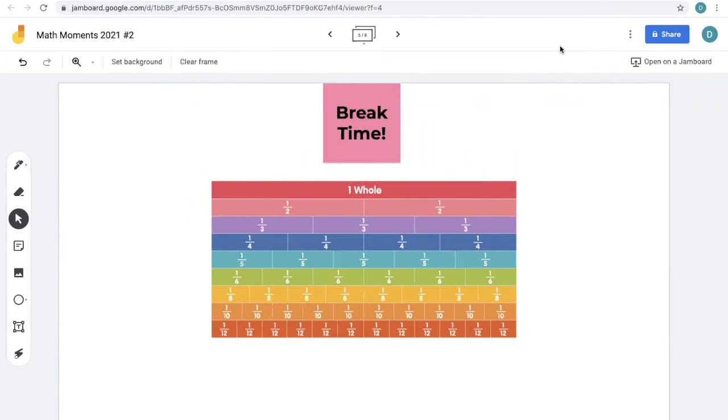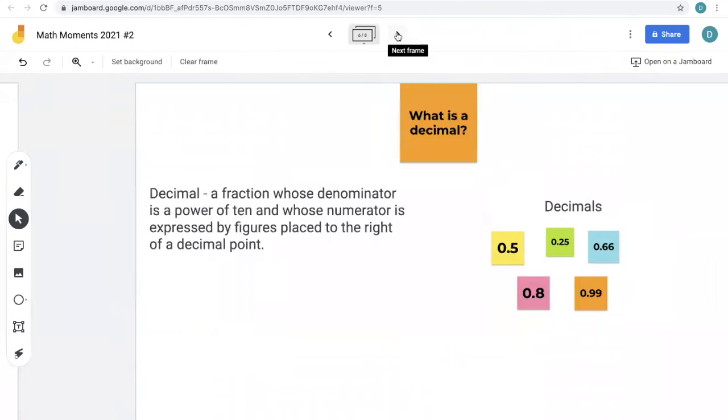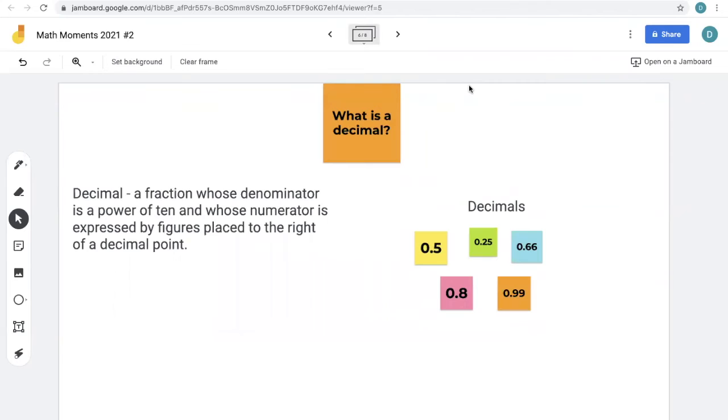Hi, everyone. Welcome back. I hope you enjoyed the break. So let's move on to decimals. So what is a decimal?